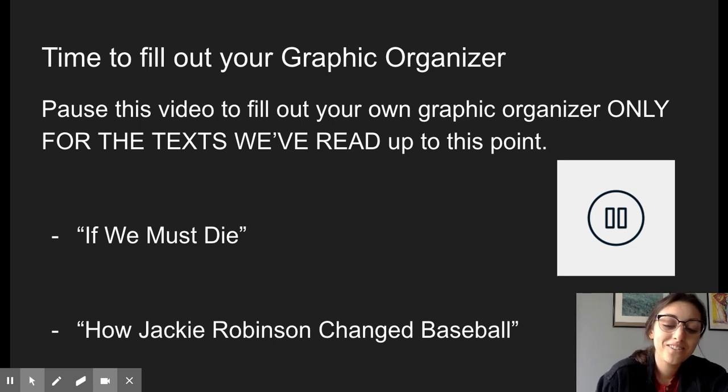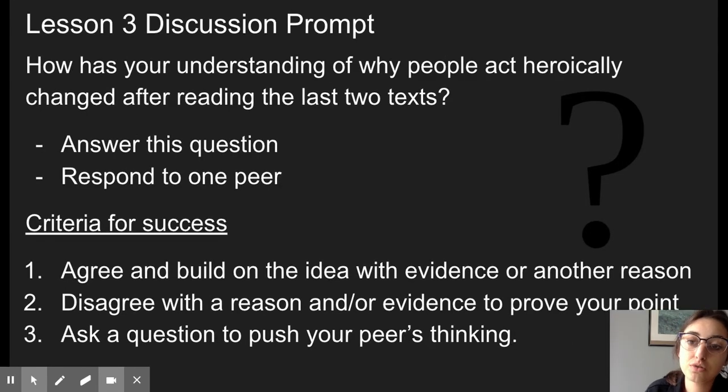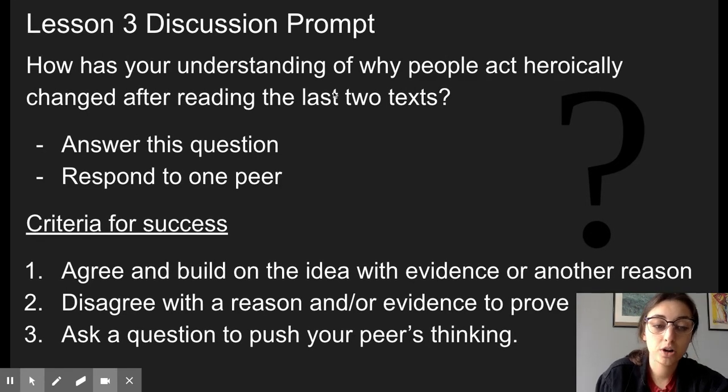Okay, hopefully you completed that first part, you killed that graphic organizer, woot! All right, lesson 3, discussion prompt. This is the second part of this lesson. How has your understanding of why people act heroically changed after reading the last 2 texts? I want you to answer this question and then respond to one peer.